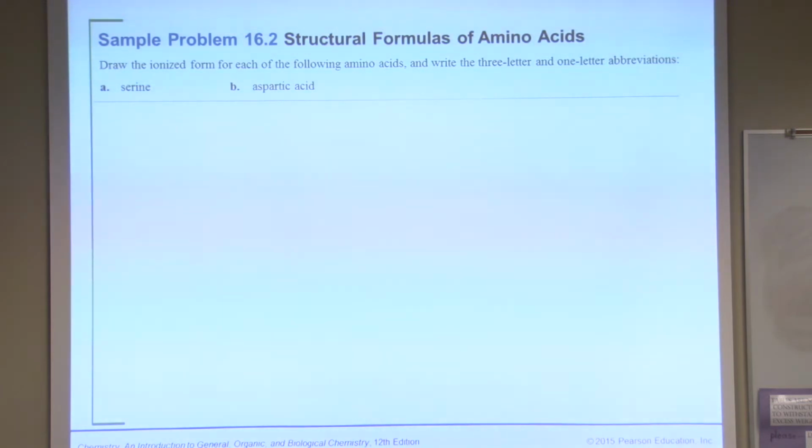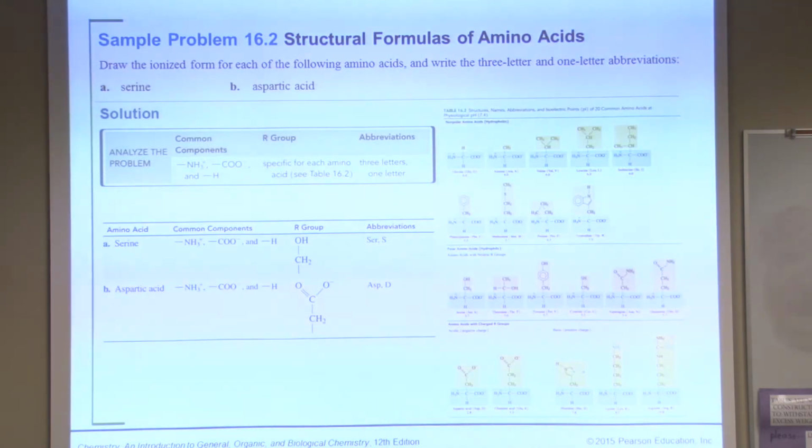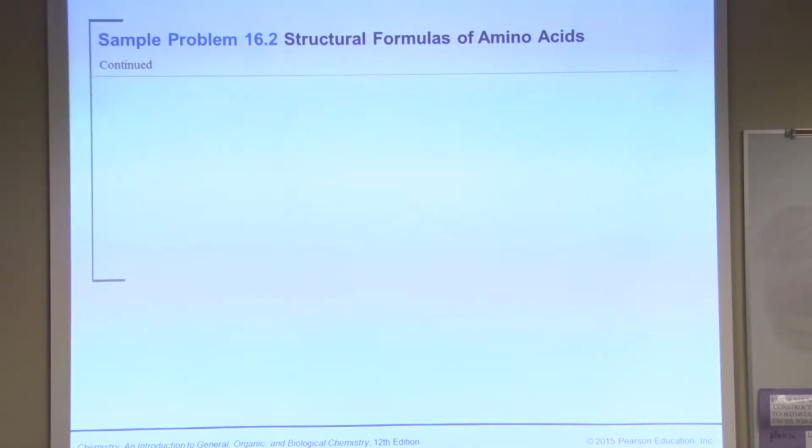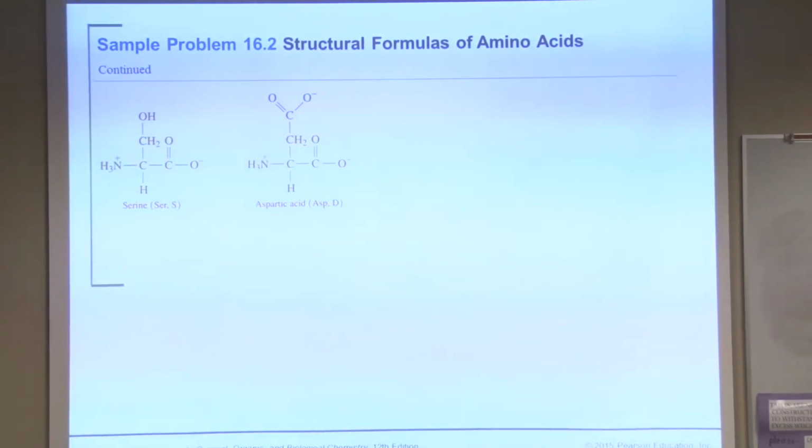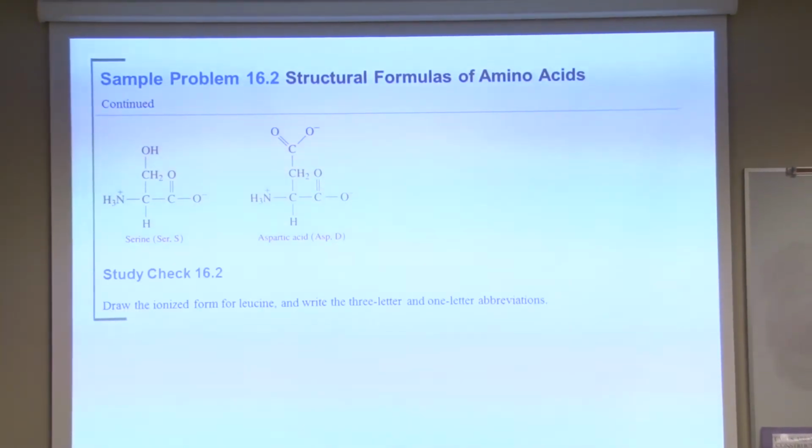Structural formulas of amino acids: draw the ionized form of the amino acids serine and aspartic acid. All these amino acids are on page 554, so you can pick up the structure and draw the structures of amino acids. Okay. So aspartic acid is acidic with a negative charge. It has a charged R group.